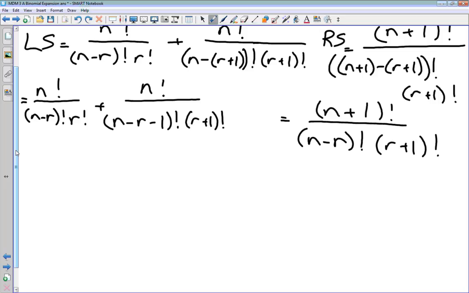So what we're trying to do now is get the left-hand side to look like the right-hand side. I've got an n factorial and n factorial, and I've got two terms on the left-hand side. I would like to combine them together to get one term, because I have one term on the right-hand side. So to combine these things, I need a common denominator. I want to turn this n minus r minus 1 factorial into an n minus r factorial, to match the n minus r factorial on the right-hand side. I also want to turn this r factorial into an r plus 1 factorial, because then it would match up with this term as well. So how can I change those factorials into what I want? Let's do the r factorial and the r plus 1 factorial first.